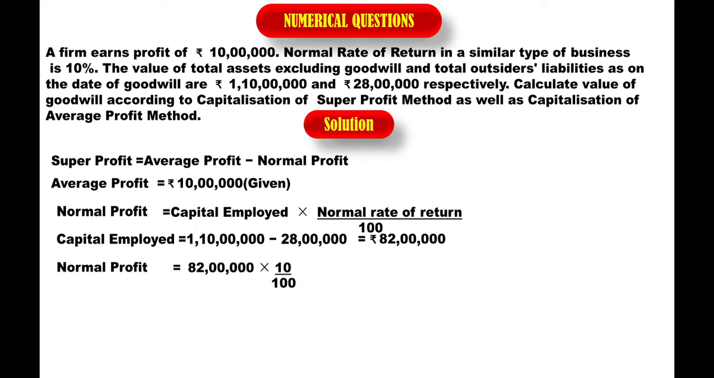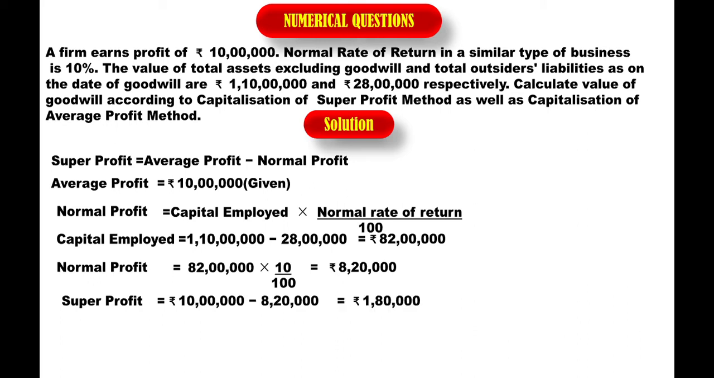Normal profit will be 10% of the capital employed, and 10% is given in the question. That is the normal rate of return. So normal profit will be 8 lakh 20,000. Super profit will be 10 lakh, that was the average profit given in the question, minus 8 lakh 20,000, the normal profit we have calculated. Now we get the value of the super profit, that is 1 lakh 80,000.